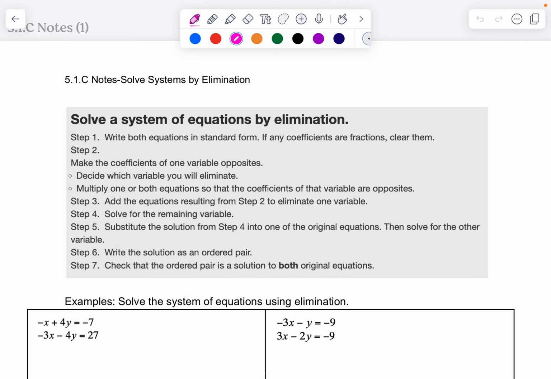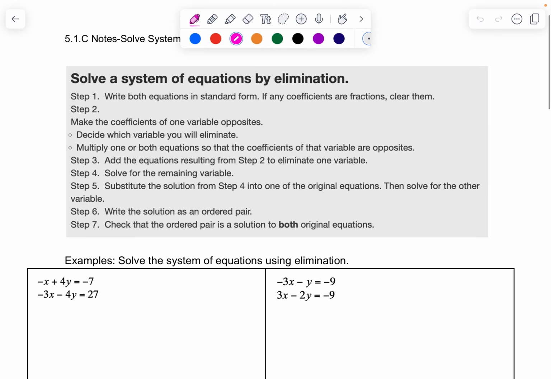Hi friends, today we're going to talk about solving systems of equations by elimination. You can see the steps up here. Write both equations in standard form. That just means that x and y are on the same side.